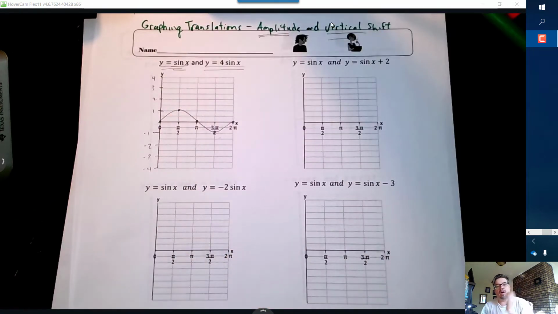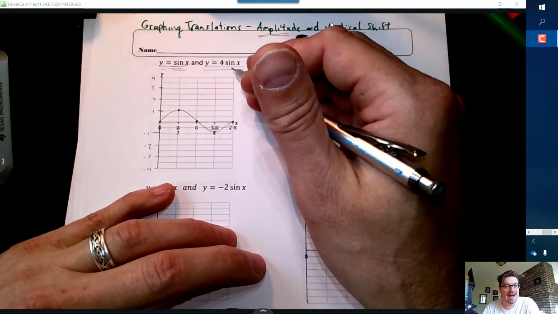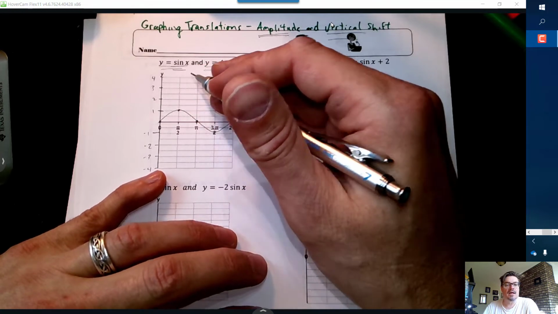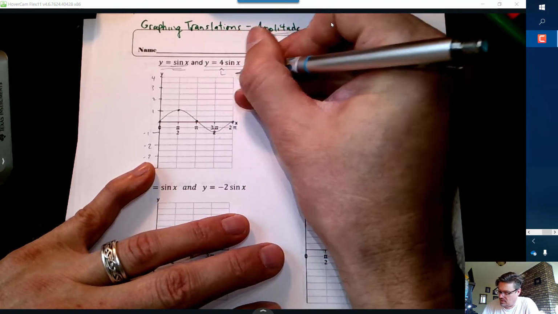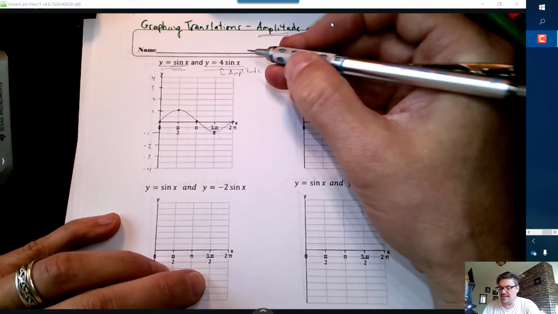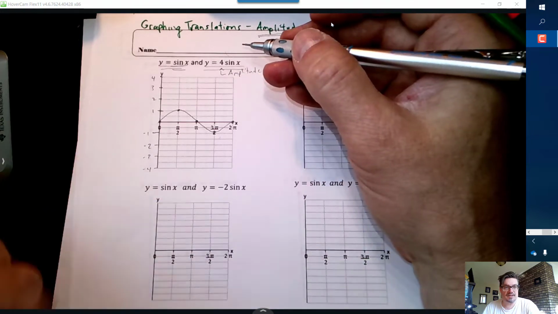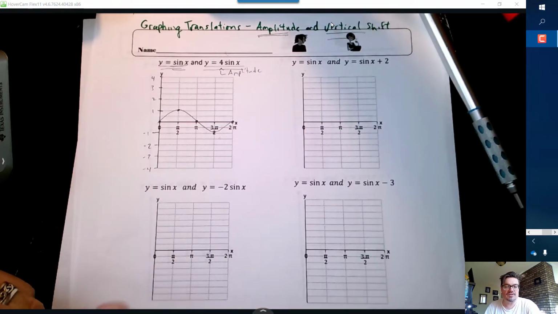Okay. Now what this is going to do is it's going to allow us to actually see the effects of the amplitude now on a regular old sine. If I have a 4 in front, okay, this thing is called the amplitude. Now if this thing was negative, I would actually be going in the opposite direction, but I'll worry about that when I talk about cosine. All right, so just a second.